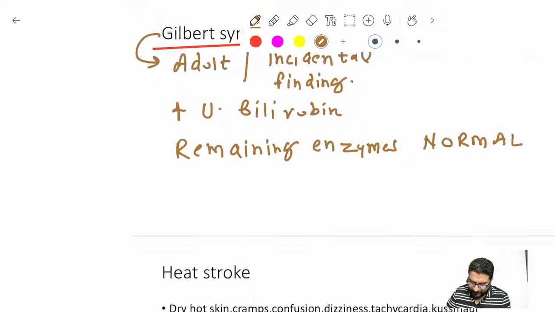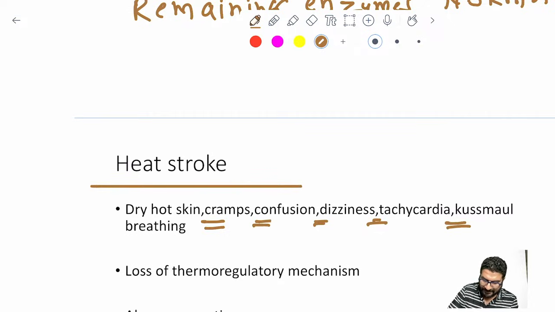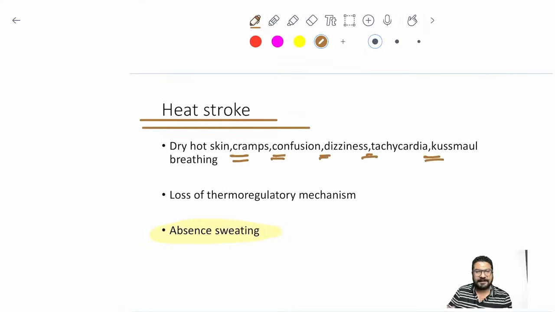Okay, now they also ask questions on heat stroke. I have seen a few questions on heat stroke. They will give you a worker working in dry, hot weather who has cramps, confusion, dizziness, tachycardia and acidotic breathing. This is heat stroke. The key feature to make the diagnosis is that sweating is absent. It occurs due to loss of thermoregulatory mechanism. So it is a clinical case, and remember, sweating will be absent.